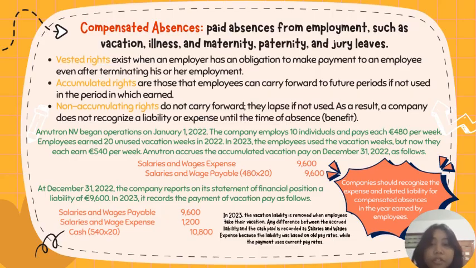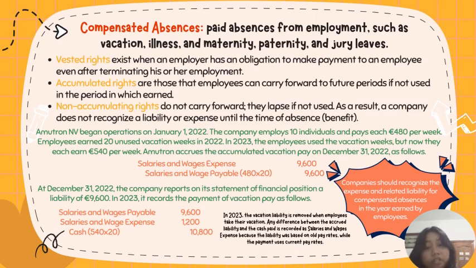Amutran NV began operation on January 1st, 2022. The company employs 10 individuals and pays each €480 per week. Employees earn 20 unused vacation weeks in 2022. In 2023, the employees used the vacation weeks, but now they each earn €540 per week. So they changed the earnings per week. And then Amutran accrues the accumulated vacation pay on December 31st, 2022 as follows.